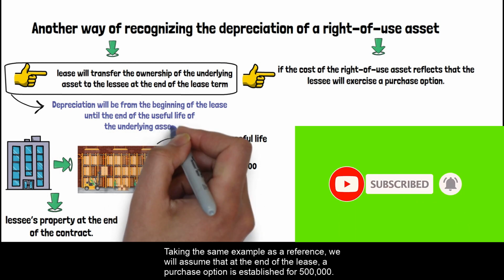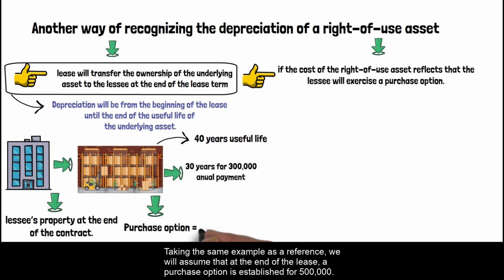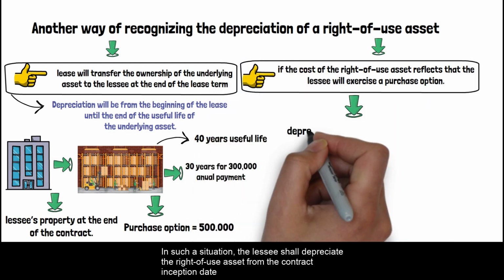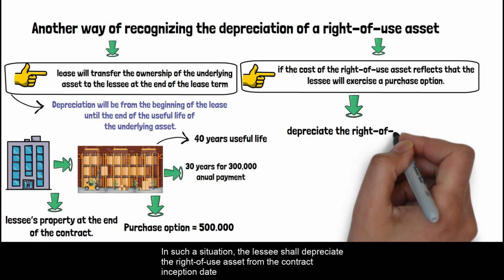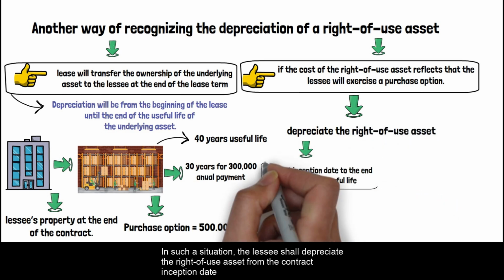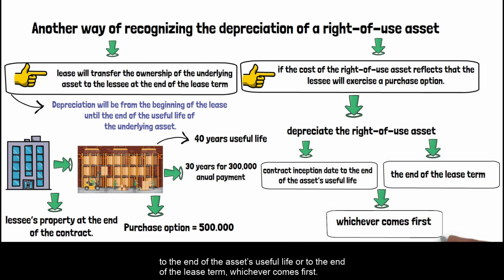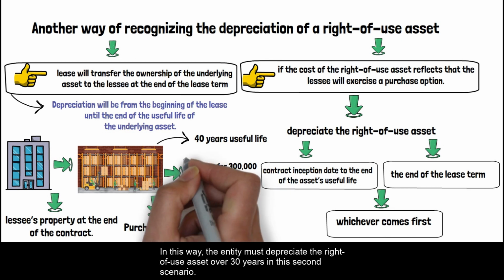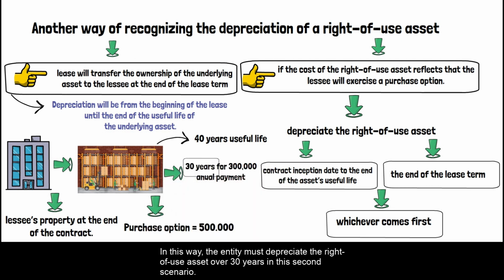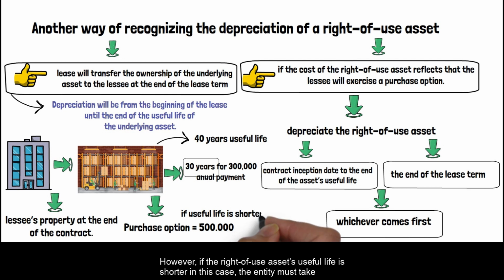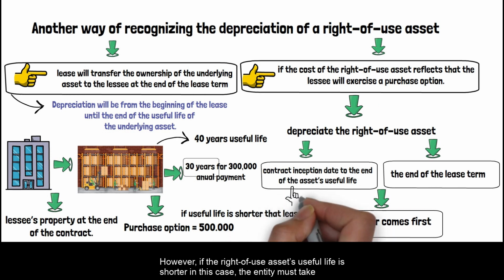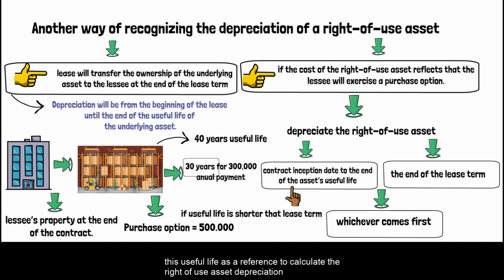Taking the same example as a reference, we will assume that at the end of the lease, a purchase option is established for $500,000. In such a situation, the lessee shall depreciate the right-of-use asset from the contract inception date to the end of the asset's useful life or to the end of the lease term, whichever comes first. In this way, the entity must depreciate the right-of-use asset over 30 years in this second scenario. However, if the right-of-use asset's useful life is shorter in this case, the entity must take this useful life as a reference to calculate the right-of-use asset depreciation.